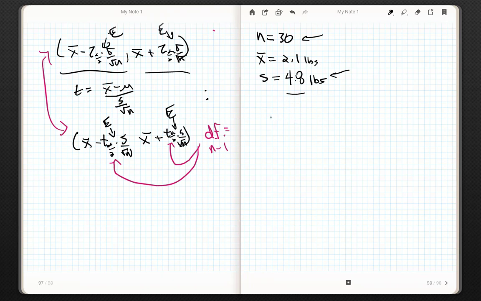All right, now let's see what we got. Remember, here's our formula right here. Let's write down our degrees of freedom right now.